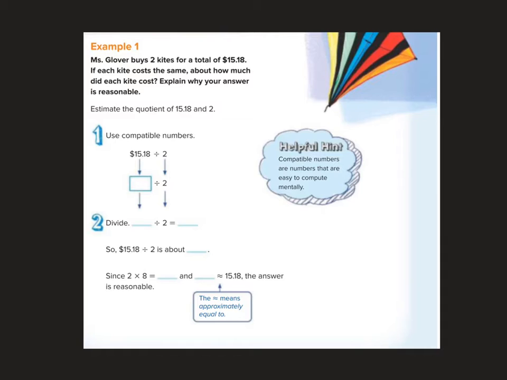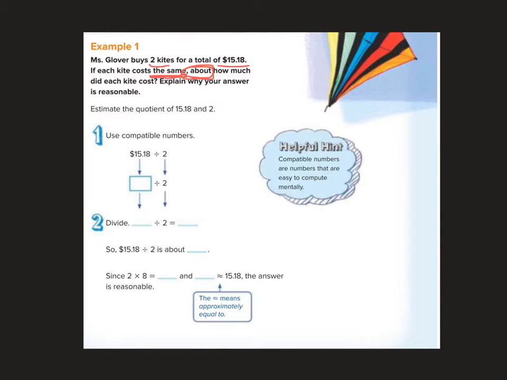Miss Glover buys 2 kites for a total of $15.18. So we got 2 kites, and we got $15.18. If each kite costs the same, we need to know that. If we're going to do dividing or multiplying, we need to know that they all cost the same. Now it says about. Do they want an actual answer? No, they want an estimate. How much did each kite cost? Explain why your answer is reasonable.